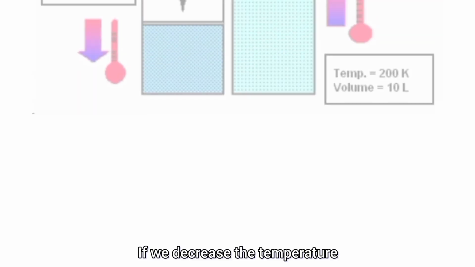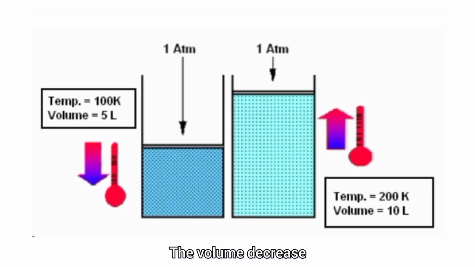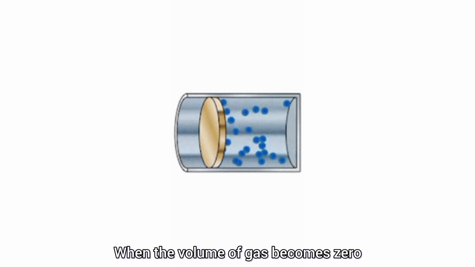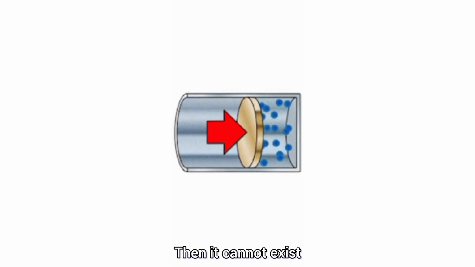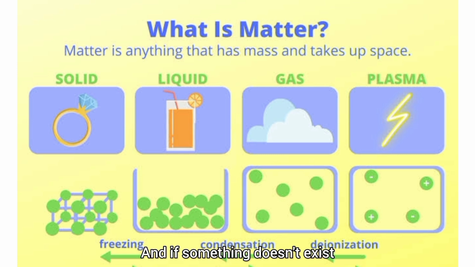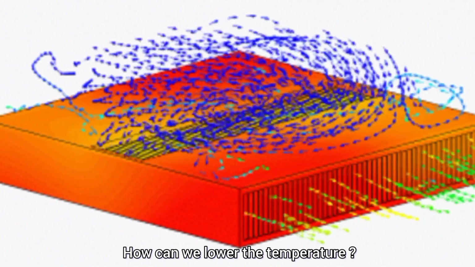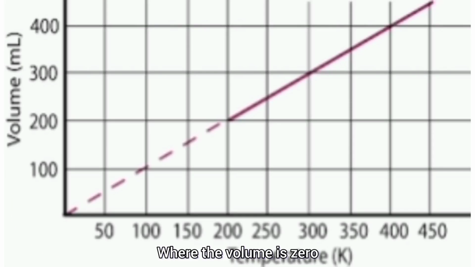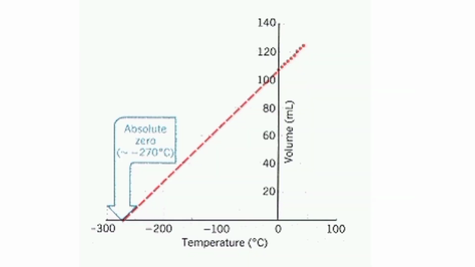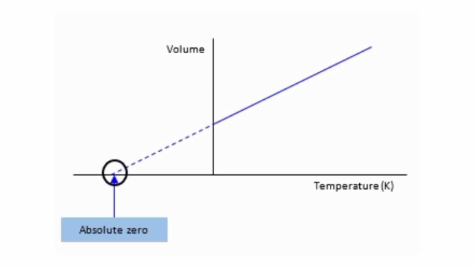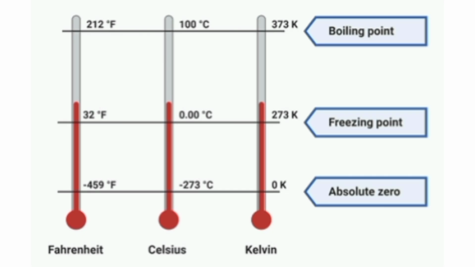It means if we decrease the temperature, the volume will decrease. And there will come a point when the volume of gas will become 0. But if something doesn't have volume, then it can't exist. And if something doesn't exist, how can we lower the temperature? And that's why this point where the volume is 0 is taken as the minimum temperature that can be obtained. When we plot the graph, we get a point minus 273.15 on the Celsius scale and minus 459.67 degrees on the Fahrenheit scale.